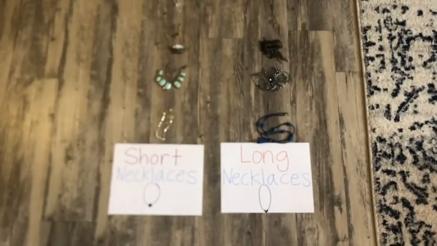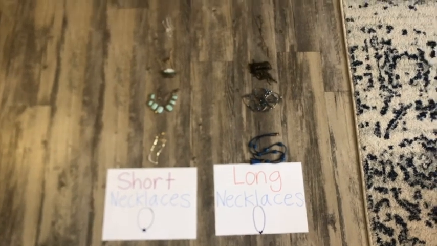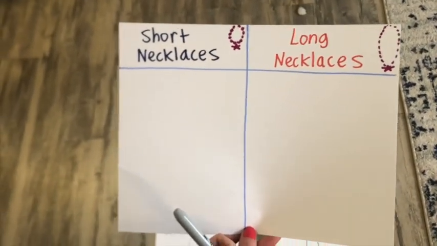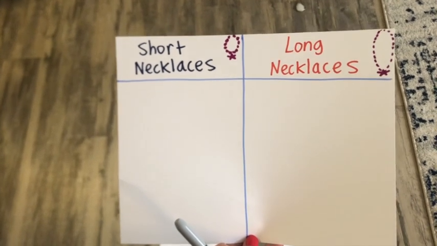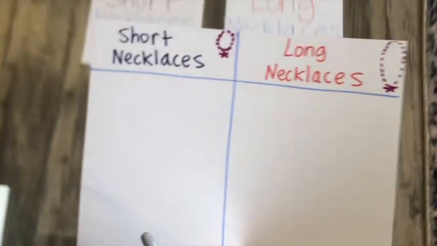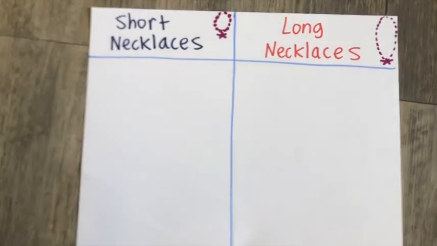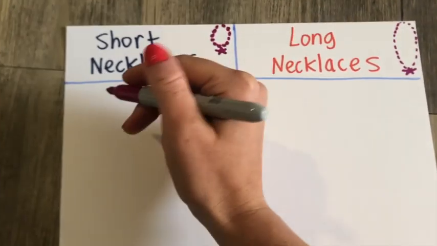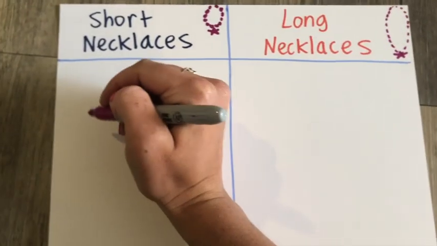We just organized our data into two different categories, short necklaces and long necklaces. Now it's time to graph our data using our T-chart. We are going to use tallies to tally up the number of short necklaces and the number of long necklaces. So how many short necklaces do we have? 4. So I'm going to make 4 tallies under the short necklaces category.